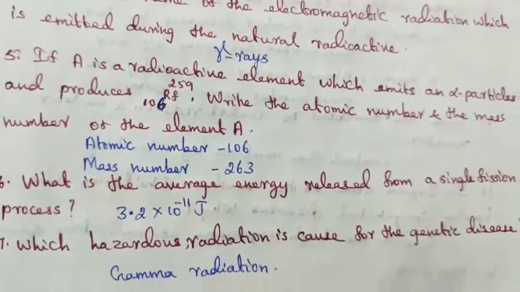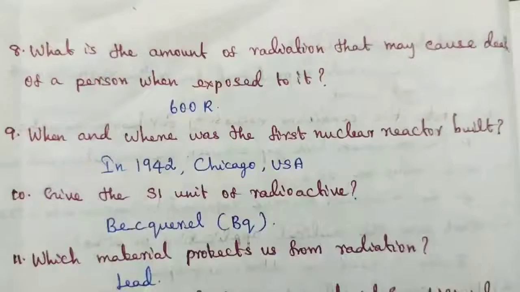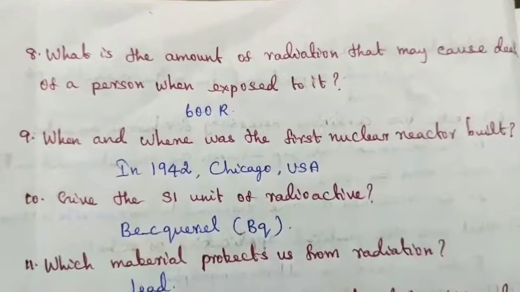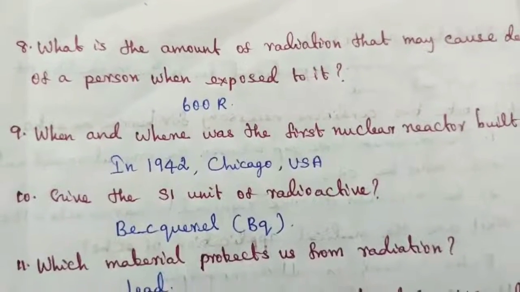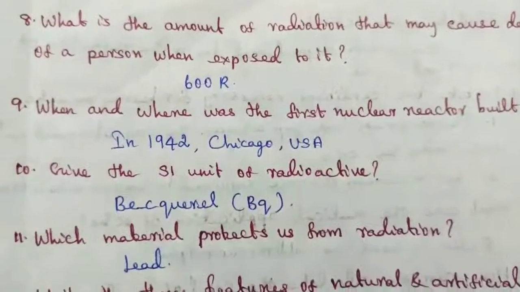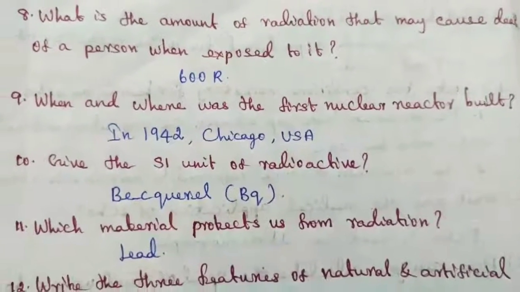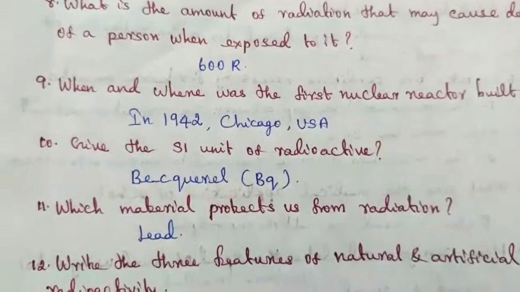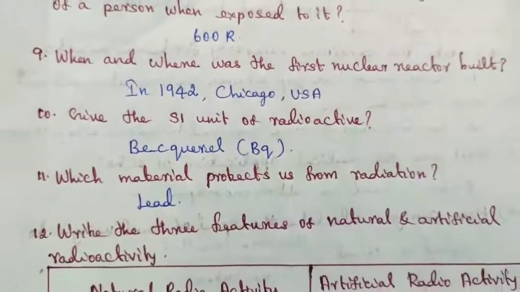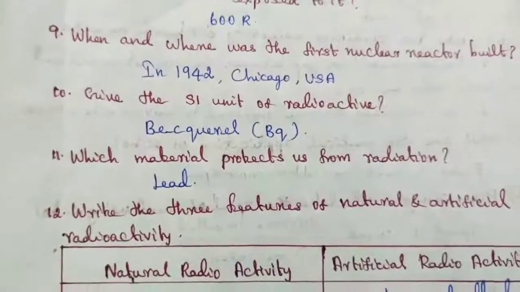Which hazardous radiation is the cause for genetic disease? Gamma radiation. What is the amount of radiation that may cause death of a person when exposed to it? 600 Roentgen. When and where was the first nuclear reactor built? In 1942, Chicago, USA. Give the SI unit of radioactivity. Becquerel.